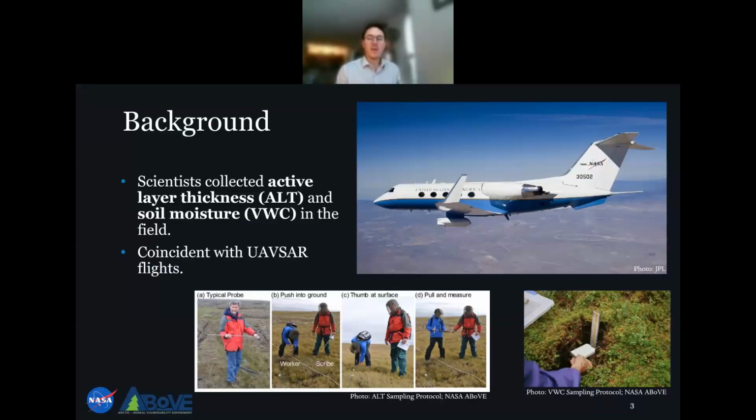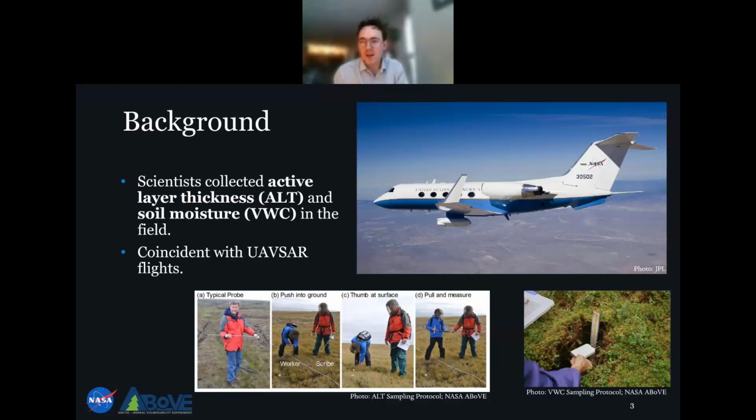And so a little background before we get exactly into what I was doing. The ABoVE campaign has both a field and an airborne component. Since 2017, field scientists have gone out into carefully selected field sites and collected soil moisture and permafrost depth, or active layer thickness. These sites are chosen to be coincident in space and often in time with UAVSAR flights. UAVSAR is this aircraft pictured here in the top photo, and the instrument that is collecting the data is on the bottom of the aircraft there.